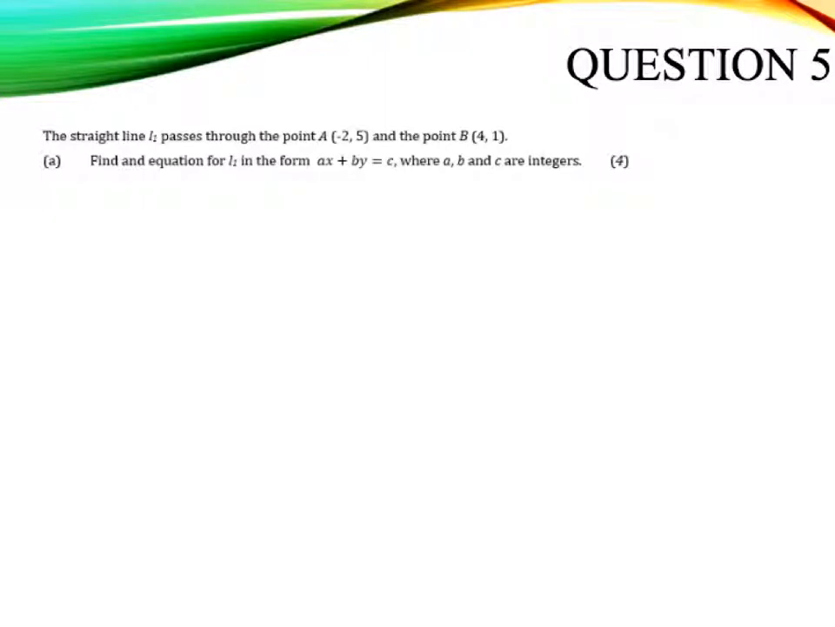So question 5 is asking about a straight line L1 passing through two points, A with coordinates -2, 5 and the point B with coordinates 4, 1. First of all, we're asked to find an equation for L1 and put it in a particular form where a, b and c are integers.